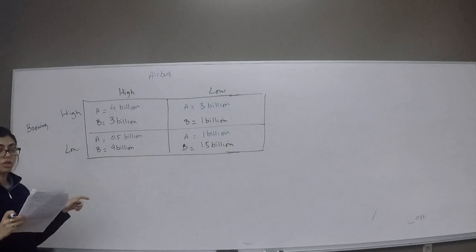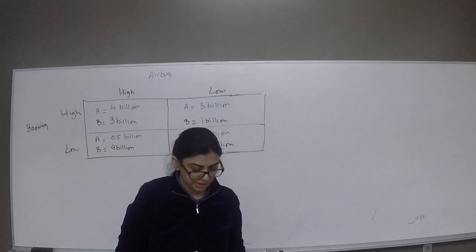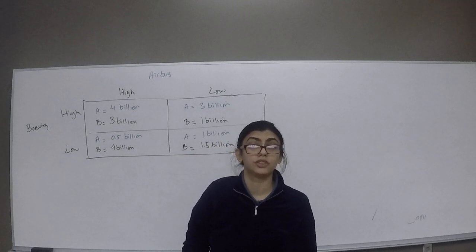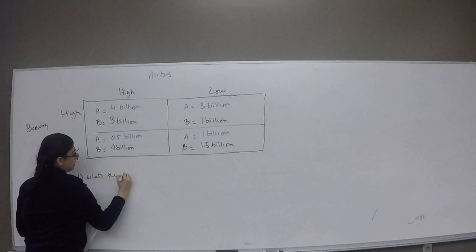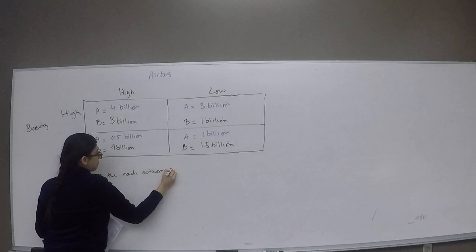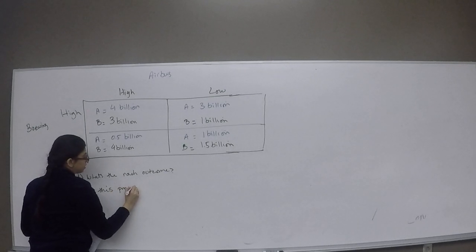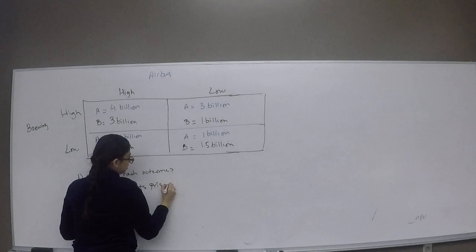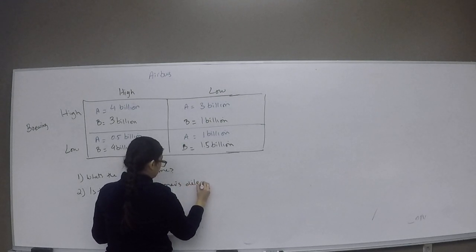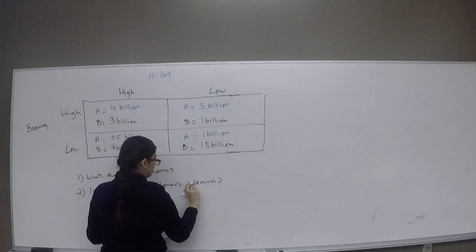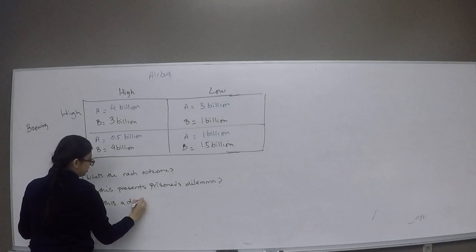Okay, now I want you to do this on your own, okay? What is the Nash equilibrium? Does it represent prisoner's dilemma, and is this a dominant strategy? Answer these questions, okay? What's the Nash outcome? Does it represent a prisoner's dilemma? Is this a dominant strategy?